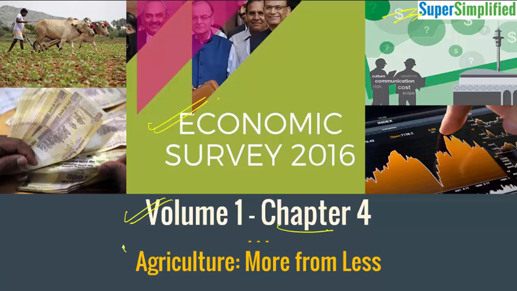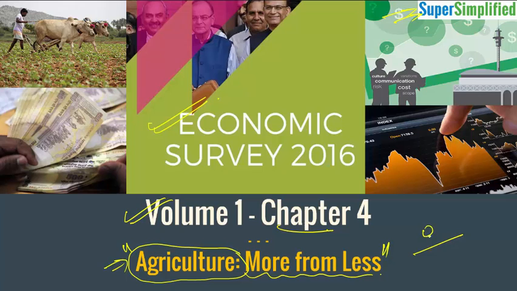The title of the chapter is Agriculture, More from Less. So the main topic of discussion will be agriculture and the central theme would be more from less. So what do we mean by more from less? First of all, Economic Survey has given a lot of facts to prove that the productivity in the Indian agriculture sector is very poor. So it is telling that the scenario is changing now, and we have to compete on an international scale. So we should focus on achieving more from less.